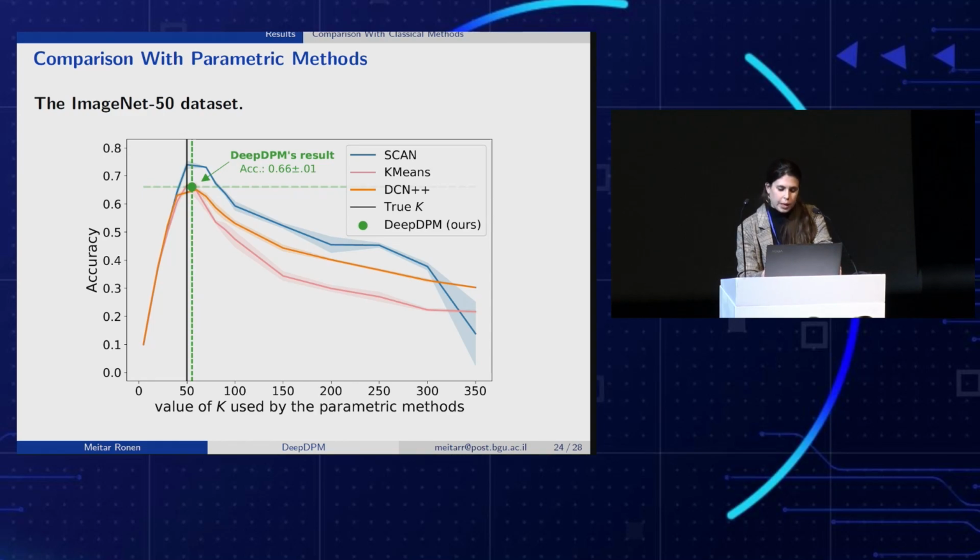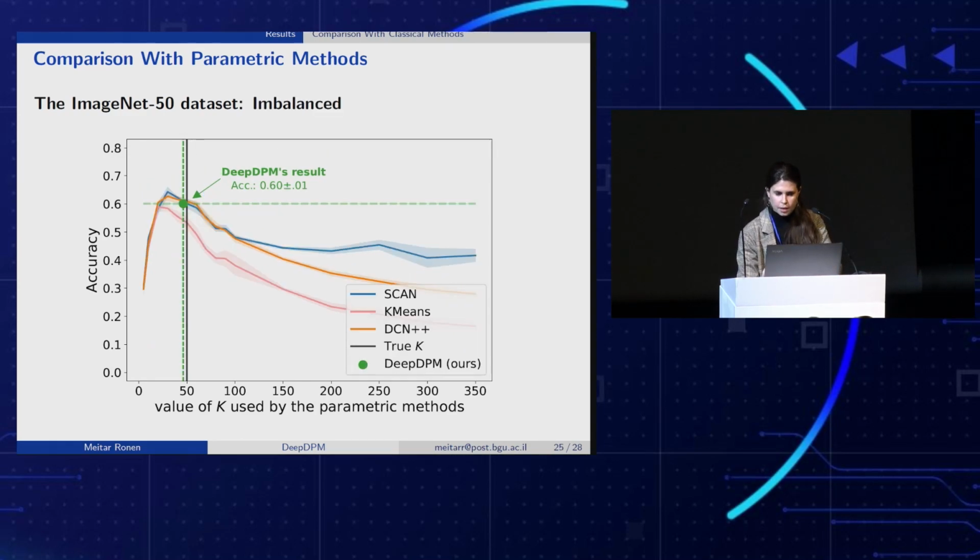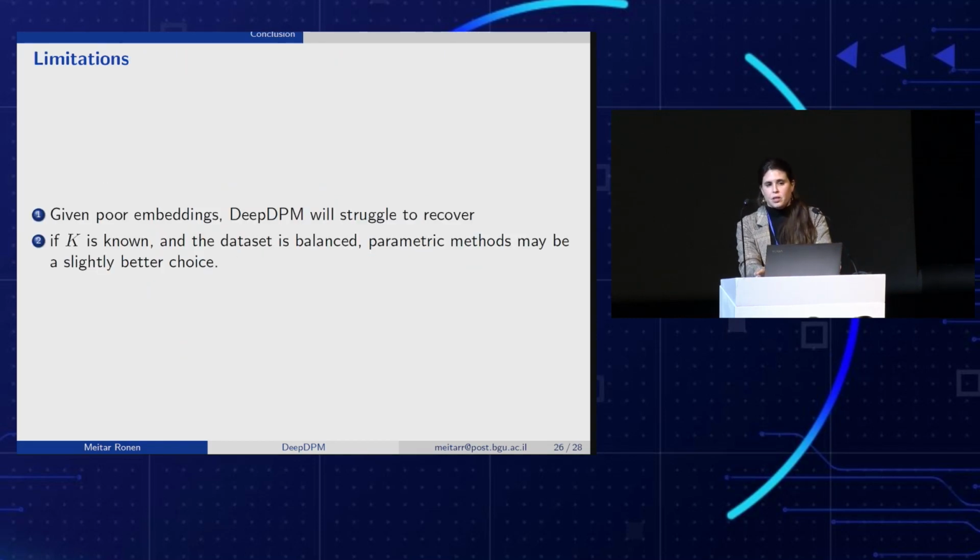But when we induce some imbalance to the dataset, where we just sample a different number of samples from each class, you can see that the parametric methods really deteriorate in performance, where DeepDPM stays pretty stable and still achieves pretty accurate results. Not everything is perfect. So as I said, DeepDPM relies on features, and given poor embeddings, we won't be able to cluster it. Also, we are designed for cases where the number of classes is unknown. So if it is known, if the dataset is balanced, then parametric methods might actually do slightly better.